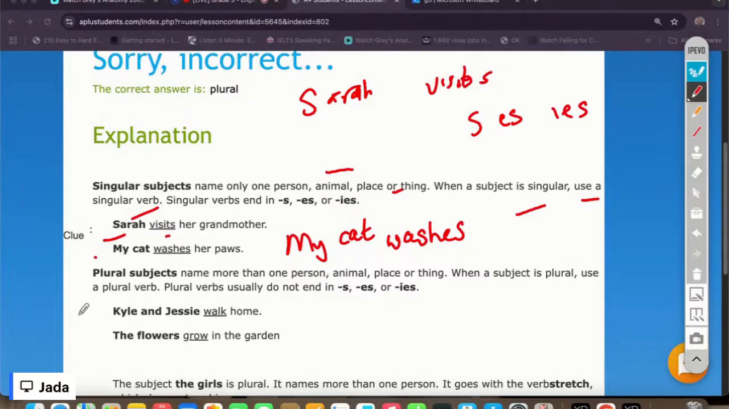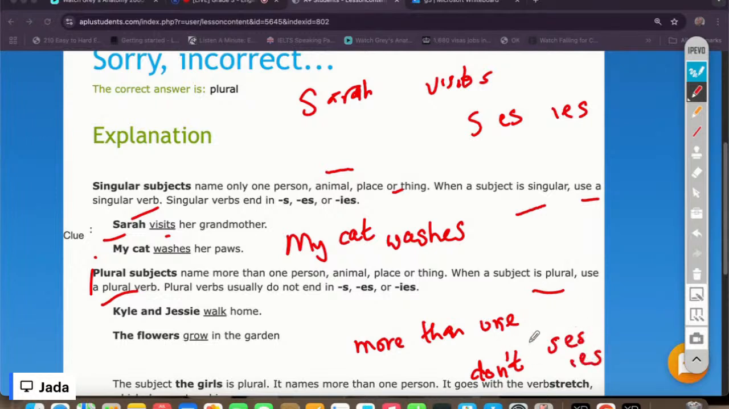Now for the plural subjects, they name more than one person. So more than one, that's what plural names: more than one person, animal, place, or thing. When a subject is plural, use a plural verb. Plural verbs usually do not end in s, es, or ies. You have to take note that it's only the singular verbs that end with s, es, or ies. The plural subjects do not.